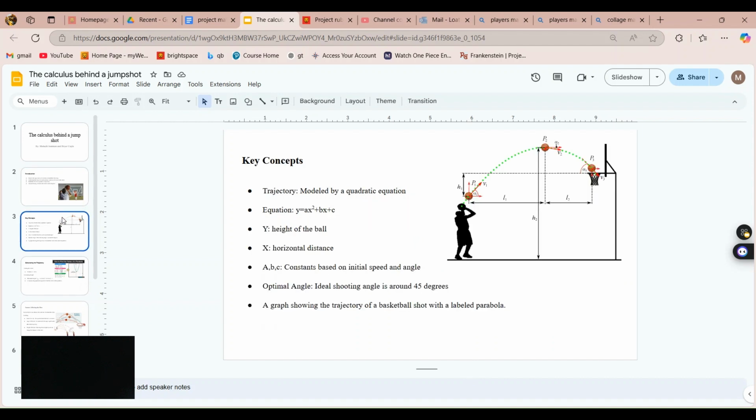Some key concepts. The trajectory. The path that the ball follows can be modeled by the quadratic equation y equals ax squared plus bx plus c. Y equals the height of the ball, x is the horizontal distance, and a, b, and c are constants based on the initial speed and angle.